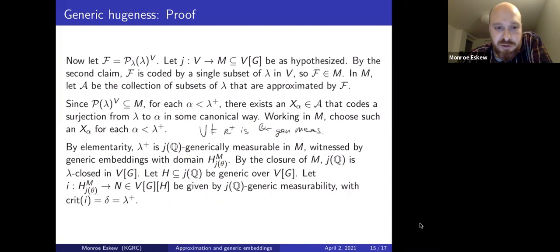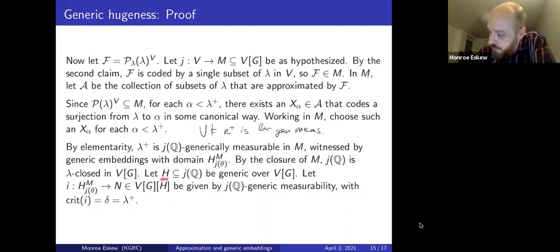Again, we only really need a less than lambda closure. The full closure is not really needed. I'll just remark that at the end, but we sort of called upon it to say this part, that M has every subset of lambda from V. Now, you have something that M thinks is lambda closed. It really is lambda closed in the extension because of the closure of M.